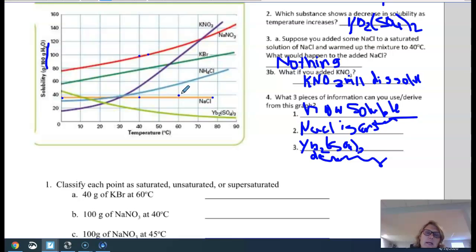So if you notice, this blue dot is well below the green line. So if your point on the graph is well below the line of the substance that you're looking at, it's what we call an unsaturated solution. It's unsaturated.